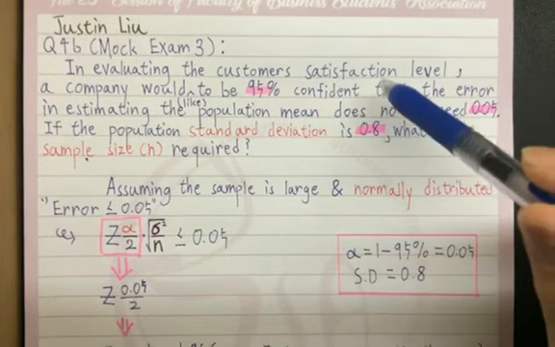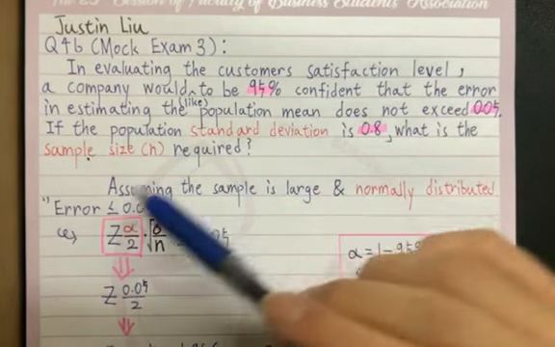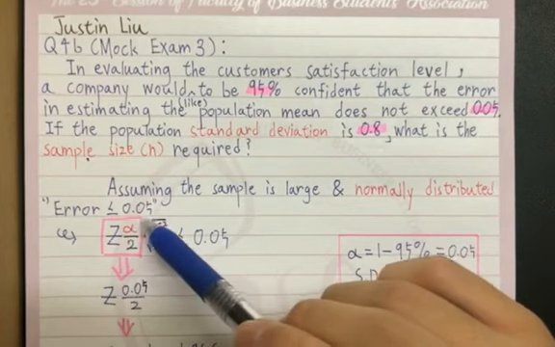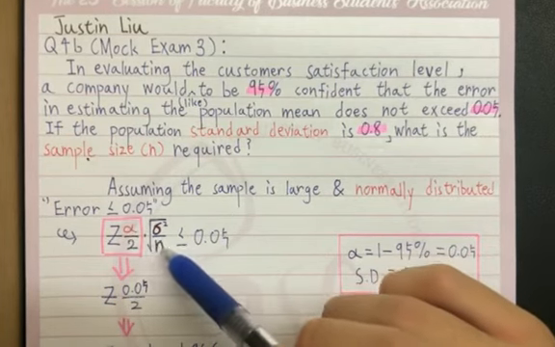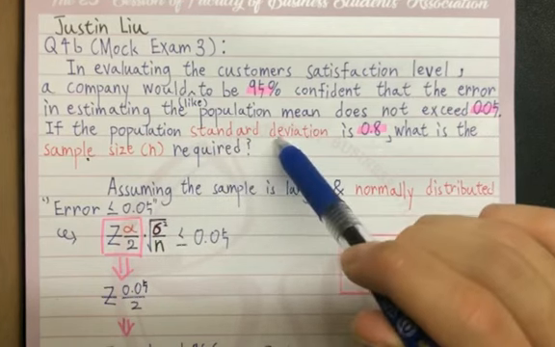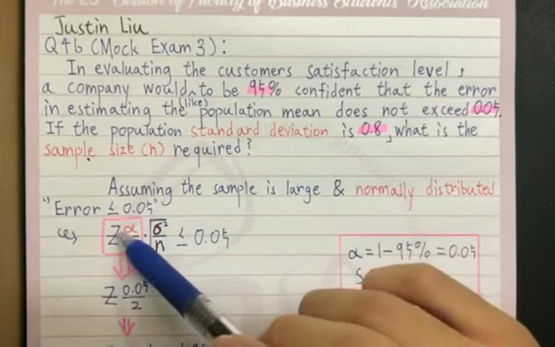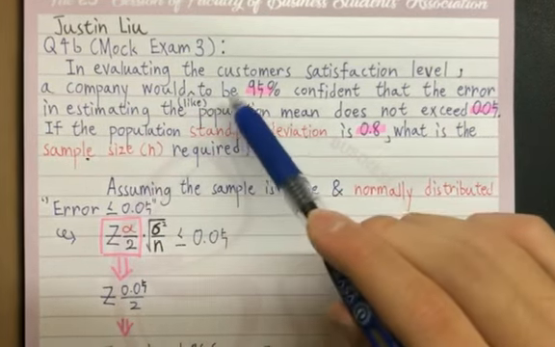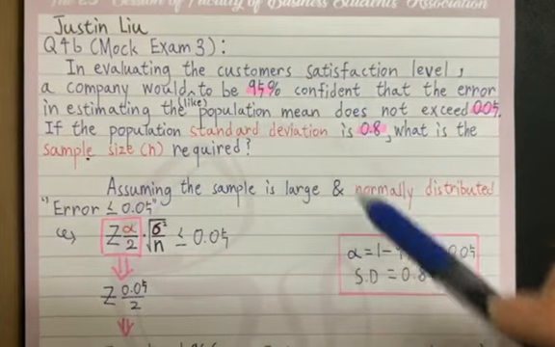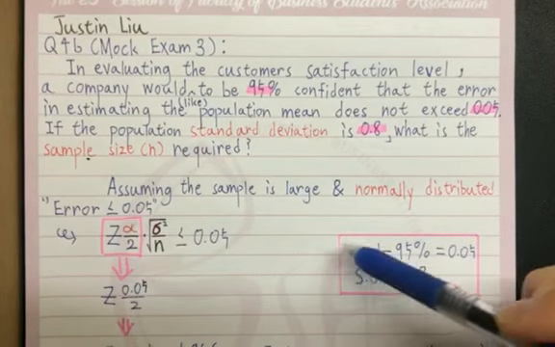And as mentioned in the question, the error does not exceed 0.05. Therefore, we can gain this equation like that. And in this equation, there are three unknown numbers: alpha, n, and standard deviation. But as mentioned in the question, the standard deviation is already given as 0.8. And about the alpha, a company would like to be 95% confident, and it's actually a confidence interval. So what we need to do is just to do 1 minus 95% to get the alpha as 0.05.